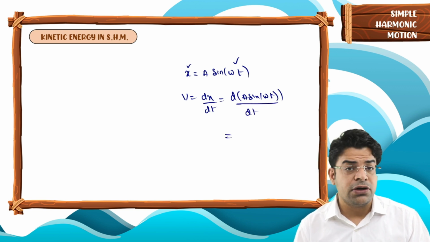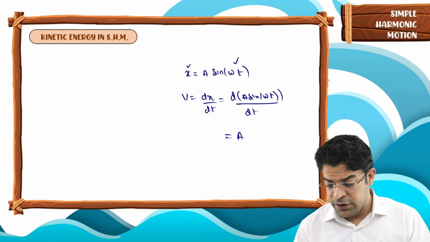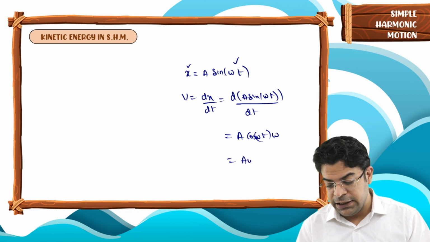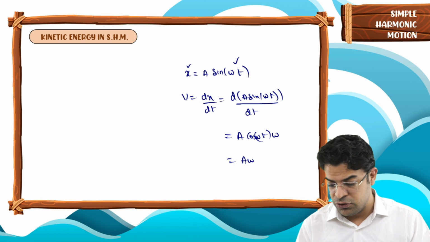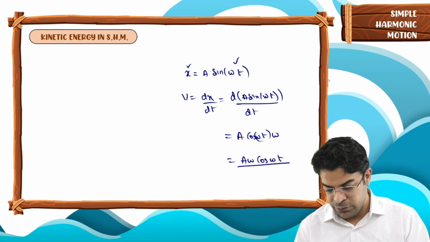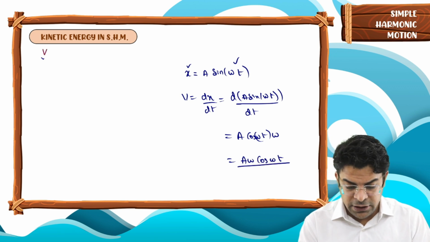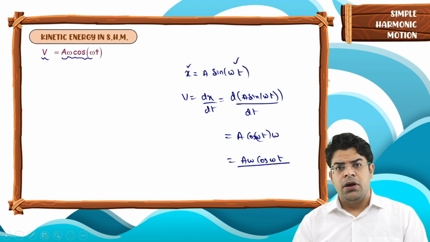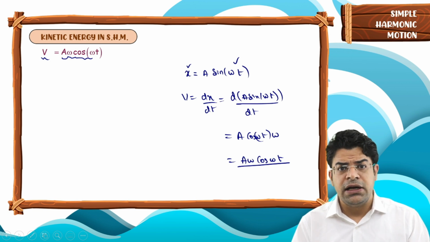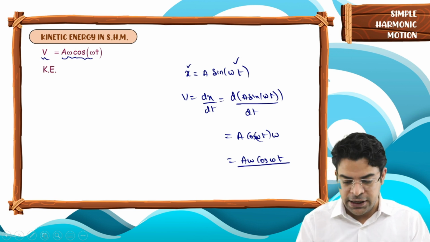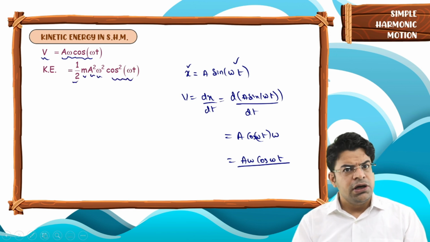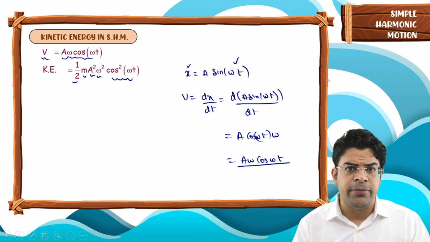Now, a is a constant, you can take it outside. Differentiation of sine omega t gives you cos omega t multiplied by omega. So the velocity at any time t for initial phase angle equals 0 comes out to be a omega cos omega t. One can even write that the kinetic energy, which is half mv square, will be equal to half m into a square omega square cos square omega t. This will be the kinetic energy of the particle at any time t.